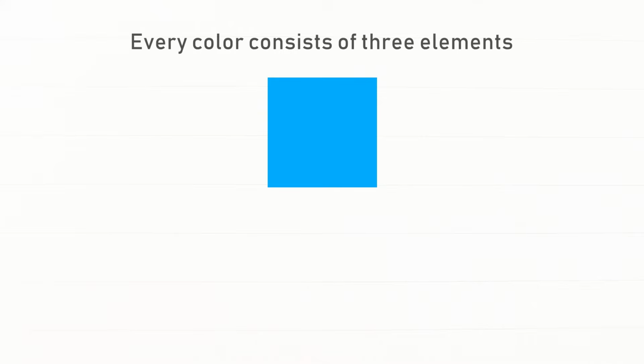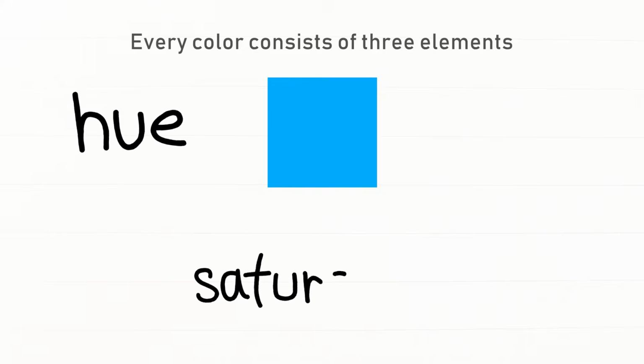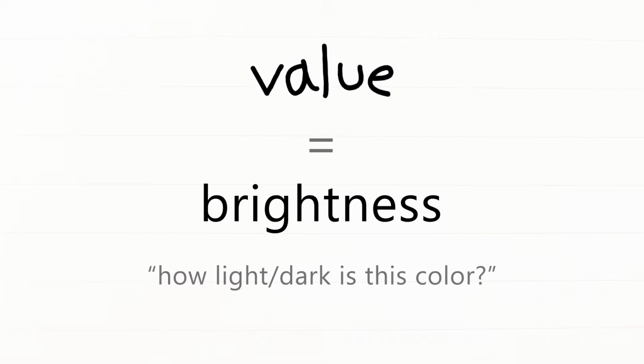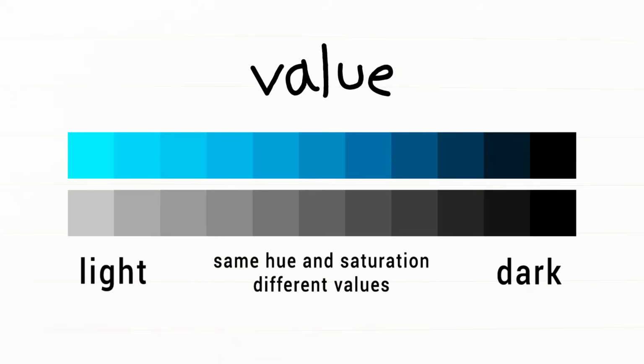You could say that every color consists of three elements: hue, saturation, and value. Let's cast aside hue and saturation for now and only focus on value. Now, the value of a color is the same as the brightness of a color, so how light or dark that color is. For example, all of these squares have the same hue and saturation, but different values, which you can see in the black and white version below.